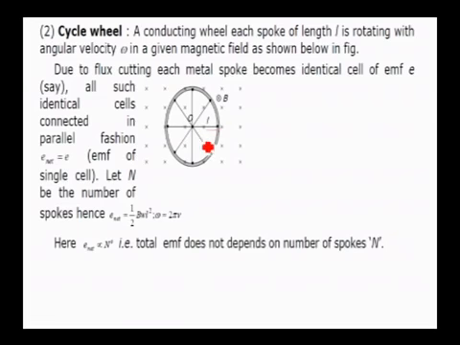This is exactly similar to the previous case. The difference is there was only one rod which was made to rotate in a circle. Now this is a wheel containing many spokes. Assume that there are n number of spokes in that wheel, but as the wheel tends to rotate, due to the flux cutting each metal spoke becomes an identical cell. Assume this is one spoke. If it describes one rotation, that will describe an area equal to pi r square. As a result, EMF will be developed across these two points.